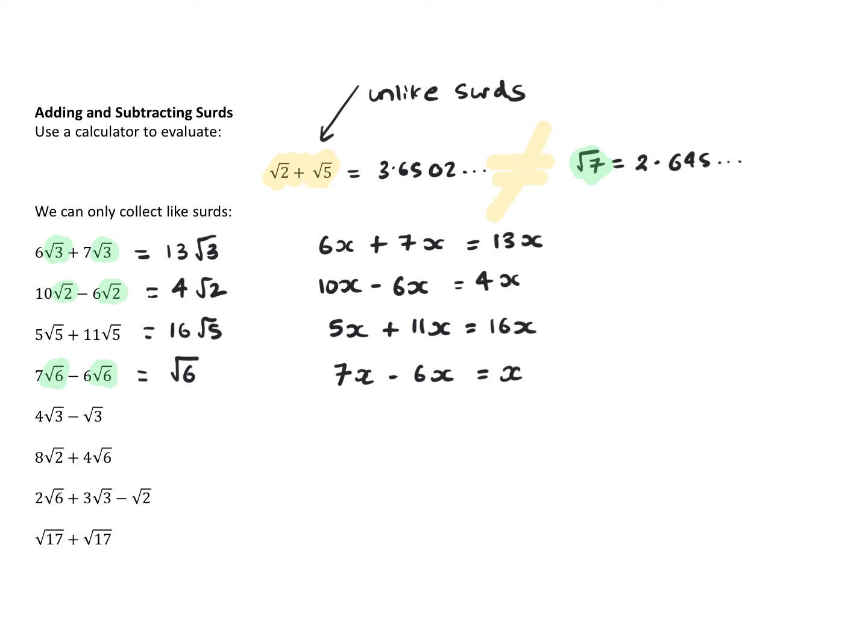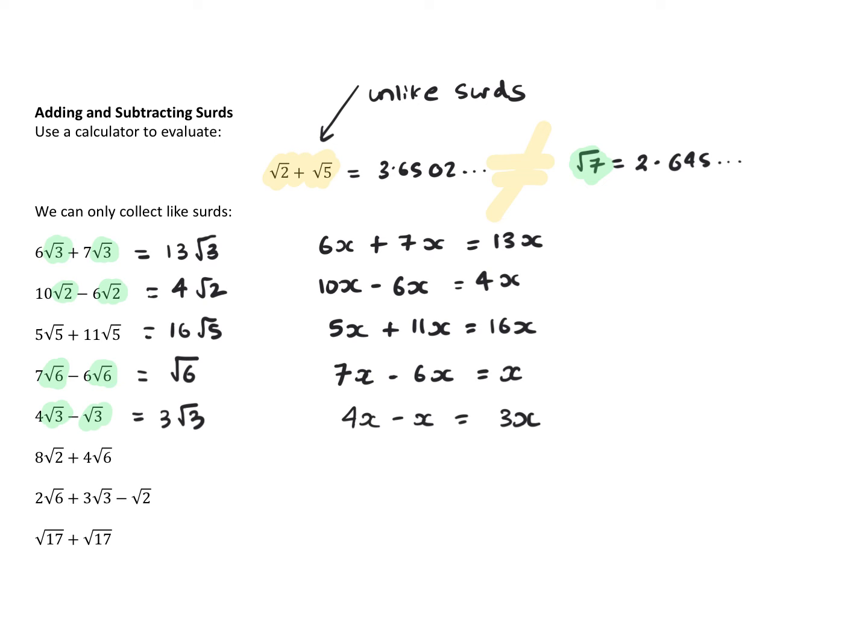Now, be careful with the next example where we've got 4 root 3 take away a root 3. The answer is not 4. Think about when you have 4x take away an x, which is the same question expressed algebraically, the answer is not 4. You're not just disappearing the x. You're doing 4 lots of something, take away 1 lot of something, which gives you 3 lots of it, 3 lots of x. So the answer here is 3 root 3.